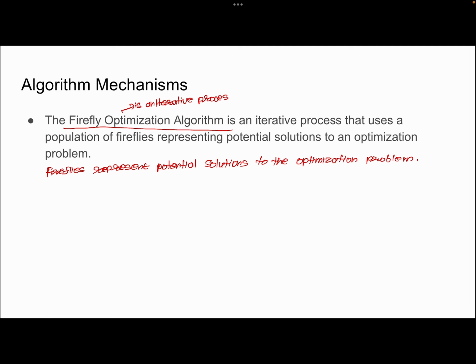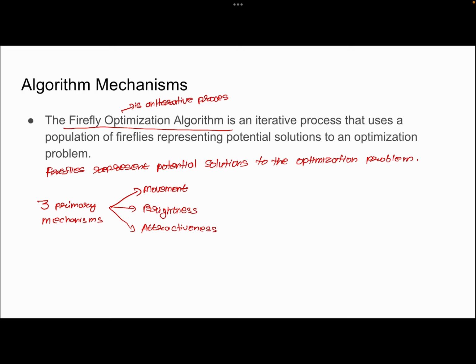So the algorithm is based on three primary mechanisms. First mechanism is movement. Second mechanism involved is brightness. And third primary mechanism is attractiveness. So in this slide, I'm just going to explain the basics of these three mechanisms. And in the next slide, I'm going to tell you about the mathematical formulations belonging to these three primary mechanisms.